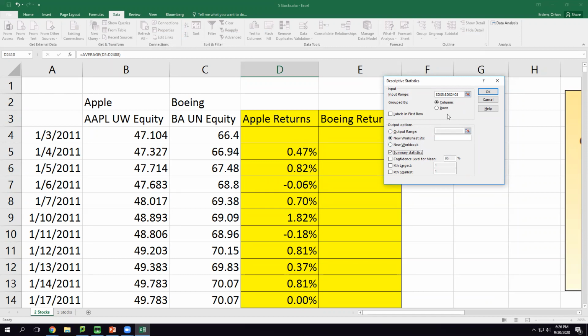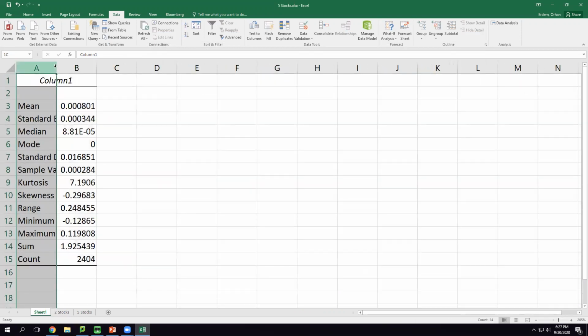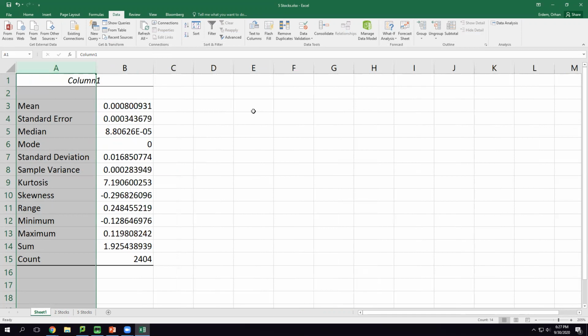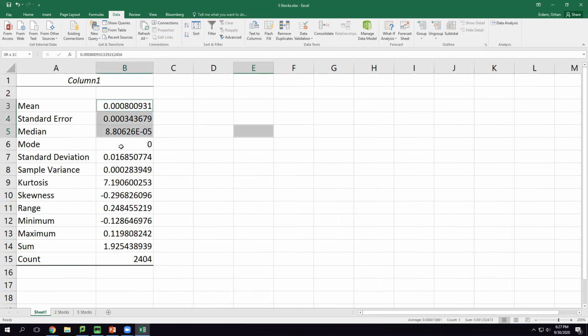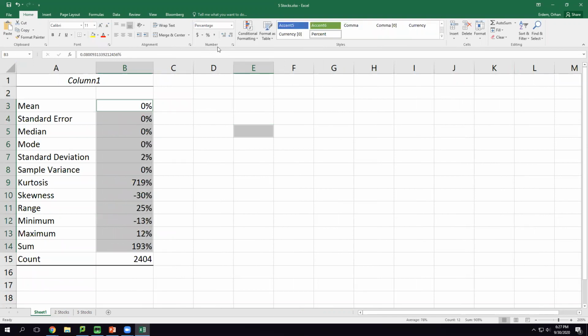All right. Okay, and then hit OK, and you will see the statistics of Apple returns for the last 10 years, something like that. Did you get the numbers? Yes. Okay, perfect. So I'm going to select these numbers and then hit the percentage sign on the home screen, just to make sure that these are all in percentages with two decimals.